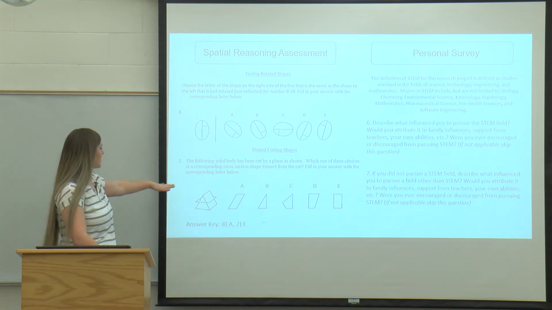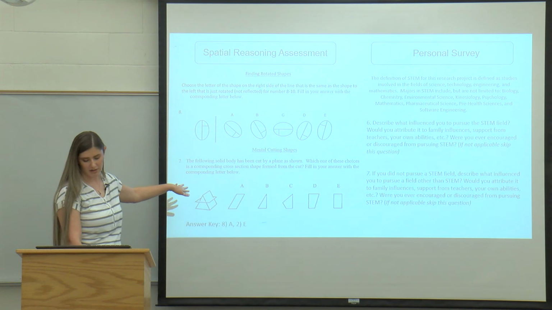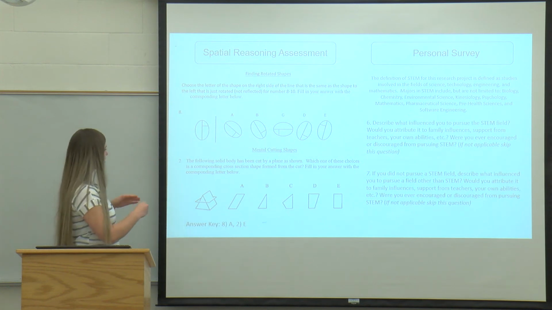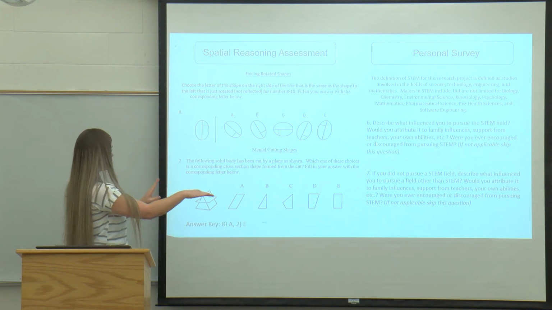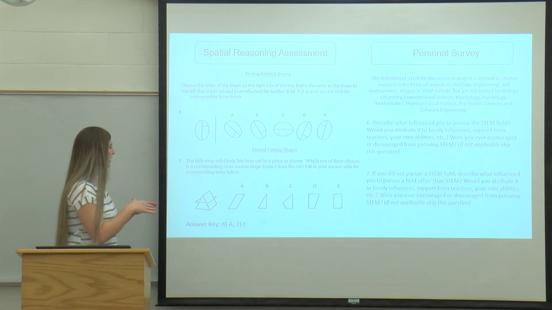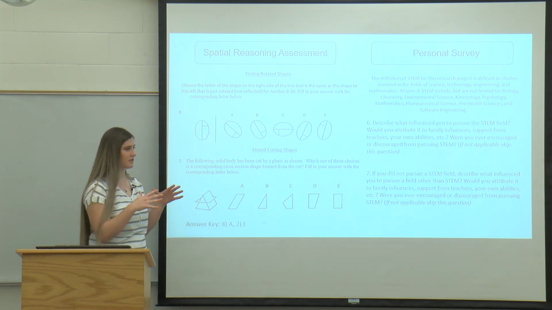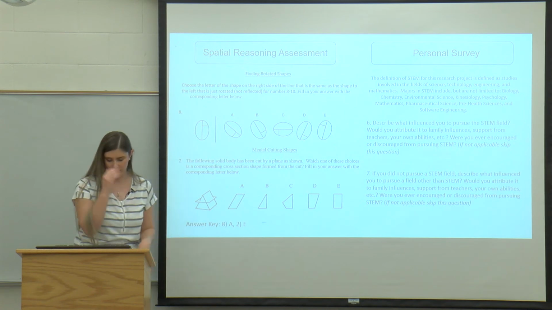And then number 2 is the mental cutting shapes and trying to find the correct shape when you have the 3D object. It's cut with a plane, and then you're trying to find the object on the right that matches the two-dimensional shape when you look on top.